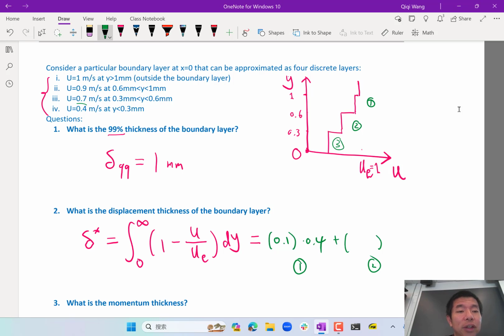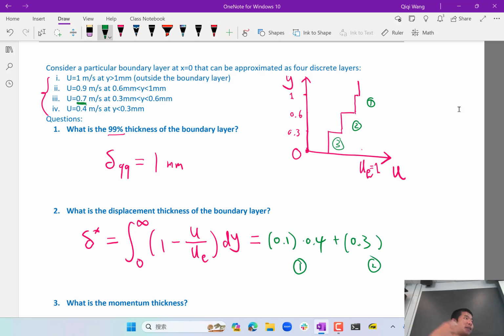No, in the second layer we have 0.7 meters per second, right? So u is 0.7, ue is 1. So what is in the parentheses? 1 minus u over ue, 0.3, right? That's what we call a velocity deficit, right?